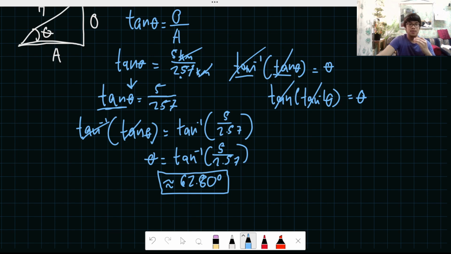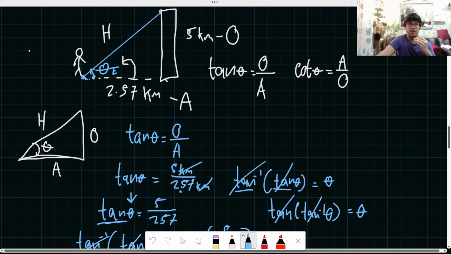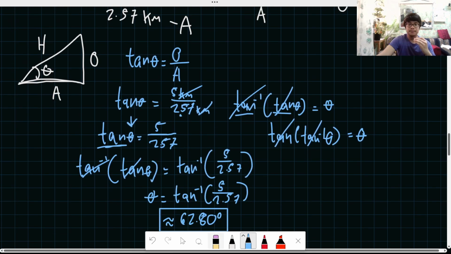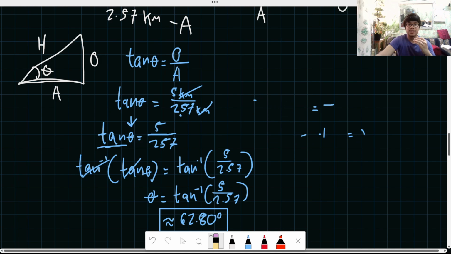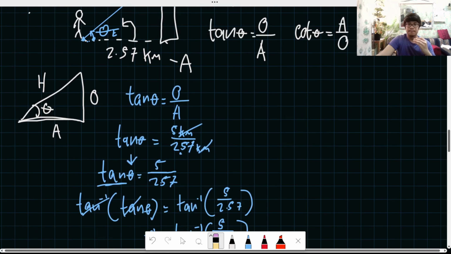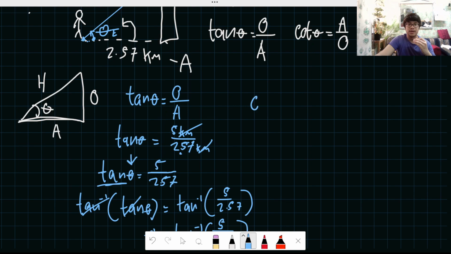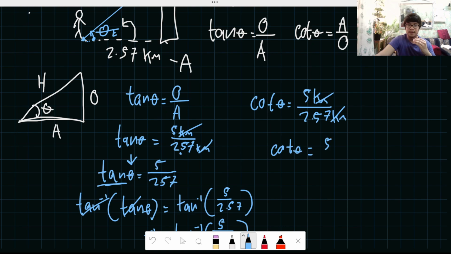Now, what happens if you would rather use cotangent theta? Let me just erase this one. Well, it's the same. First, you would substitute the adjacent and opposite side. So we have 5 kilometers all over 2.57 kilometers. Then the kilometers are canceled out, so you will simply have 5 all over 2.57.